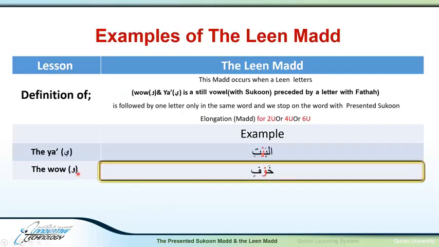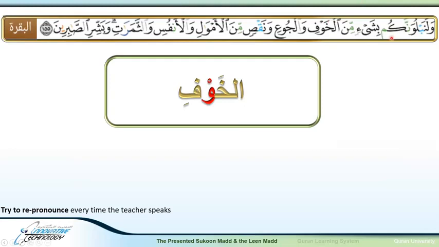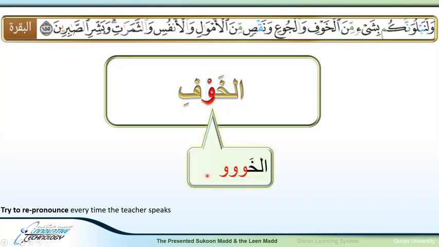Next example is khawf and is related to the waw, which is presented in this case as a Leen letter. الخوف ولنبلونكم بشيء من الخوف والجوع ونقص من الأموال. Now if we stop at the fa, which has a kasra, then we pronounce this as الخوف. We elongate this waw for 2 to 4 to 6 units. This waw is not a mad letter, it is a Leen letter because it was preceded by a letter with a fatha.